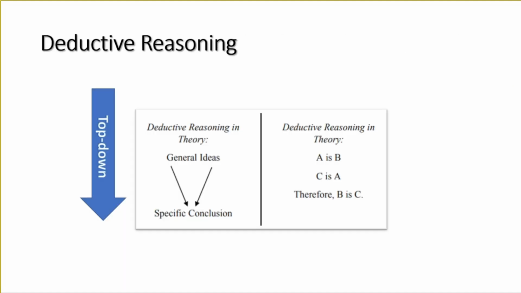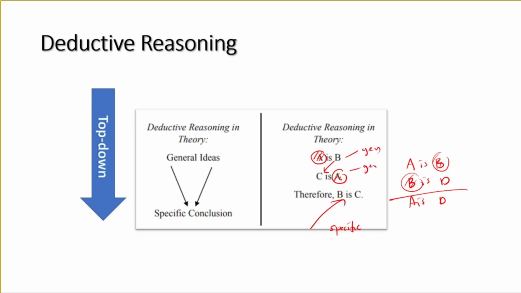Okay, this is the idea of top down. So basically A is B, C is A, while B is C. So the moment we have A is similar, we can jump to the conclusion that B is C. Similar to when A is B, B is D. So then this will be the argument. So now A is D, right? So that is the idea of deductive. Here the specific and this general, in the deductive sense.